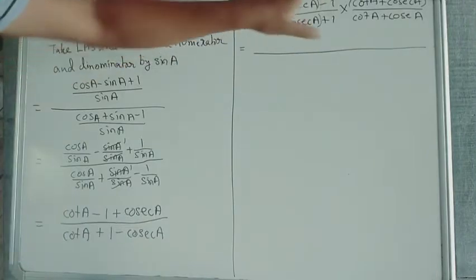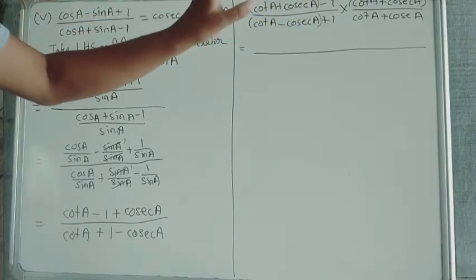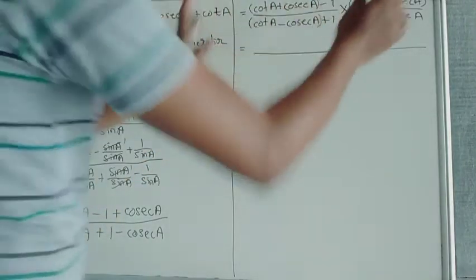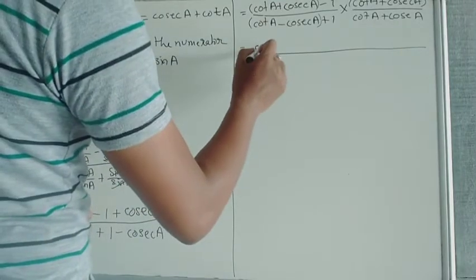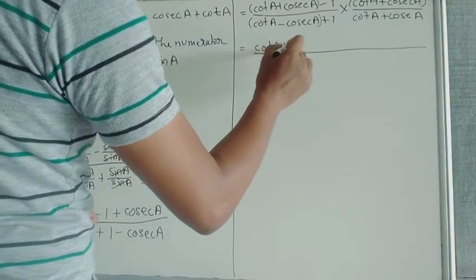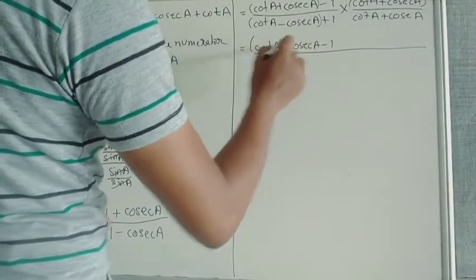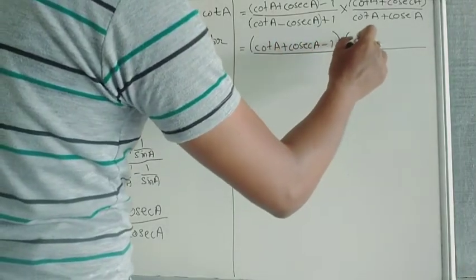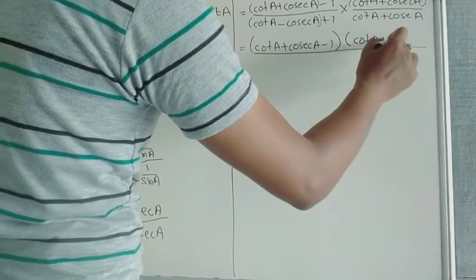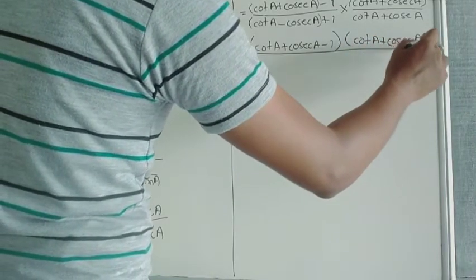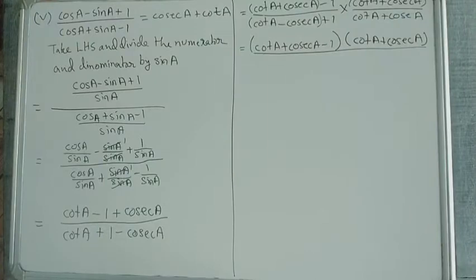The upper one we will not do anything with. The upper one will remain the same as it is. So we will just write it together: cot A plus cosec A minus 1, and into cot A plus cosec A. We will just keep it as it is.